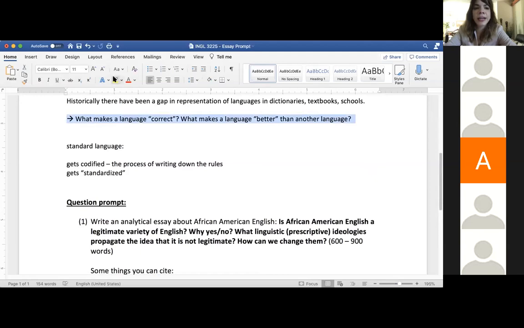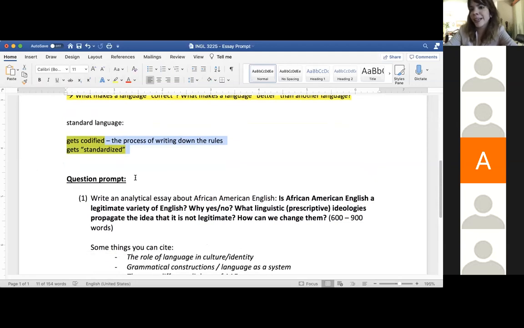Is this something that we can talk about in a scientific way? How do we decide what gets into a dictionary, what gets codified, what gets standardized? How do we decide it? Who are the people behind this decision? What evidence are they basing their decisions on? What are the speakers that they're basing their decision on?